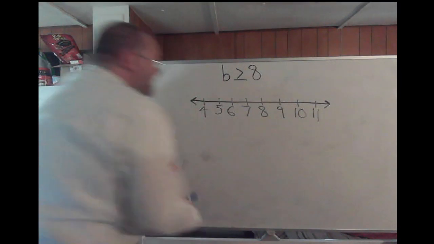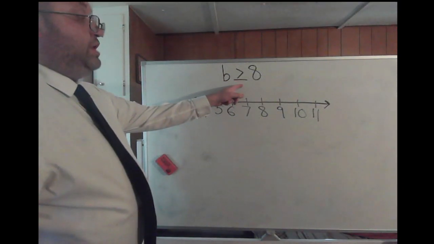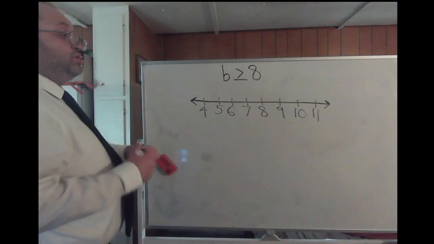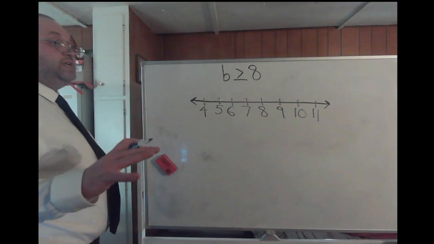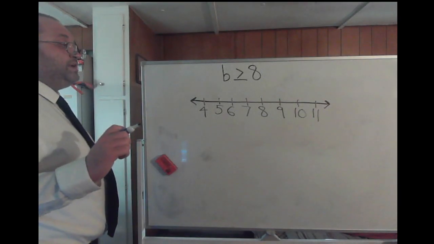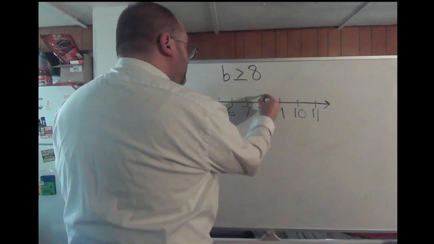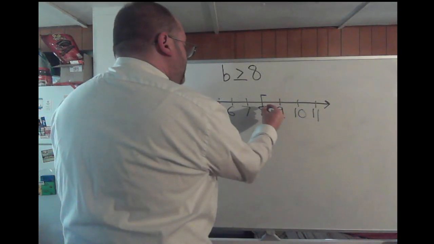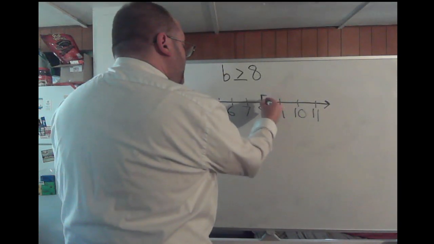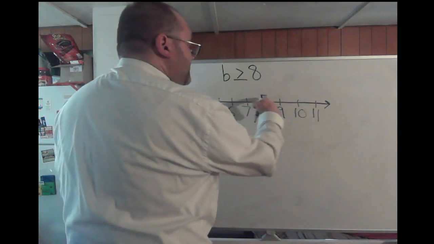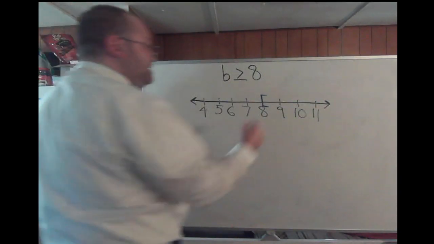So b is greater than or equal to 8. Since it has the or equal part, it's going to be a bracket instead of a parenthesis. And since it's greater, you're going to face the bracket at 8, pointing the open end of the bracket towards every number greater than 8.